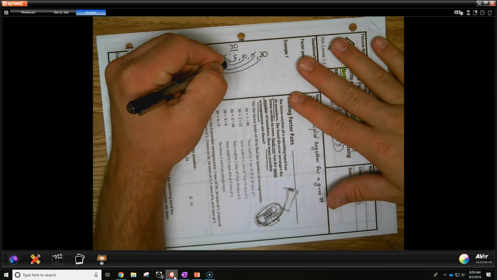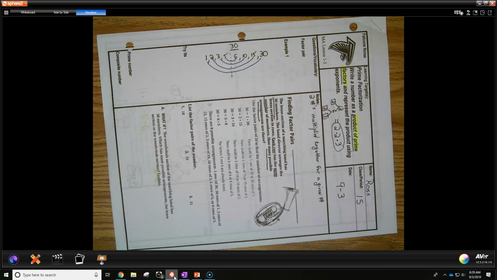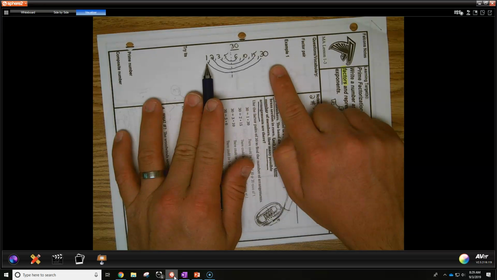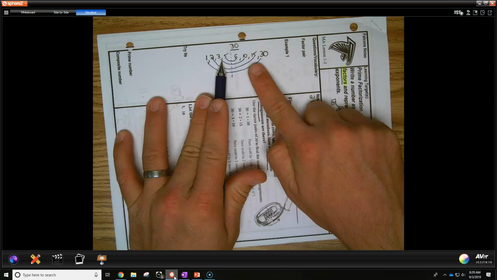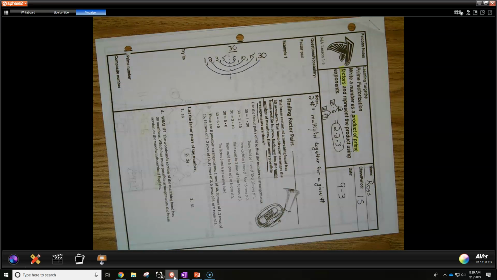This is the halfway point. All my factor pairs now are just what I connect with the rainbow: 1 and 30, 2 and 15, 3 and 10, 5 and 6. Those are all factor pairs. Make sense?